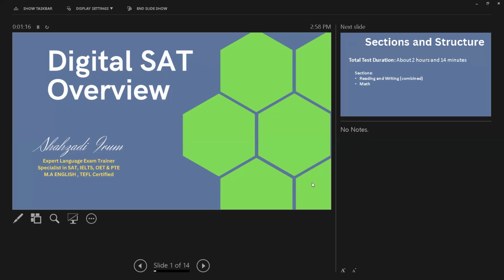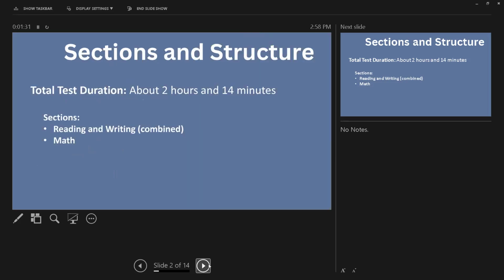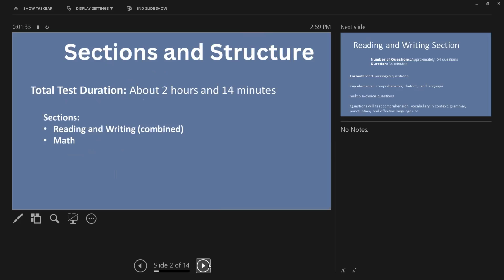There is no use to discuss how it was before. The most important is how it is now, because if you start learning how it was before, you will become confused. So let's focus on how it is now. Let's first begin with sections and structure.